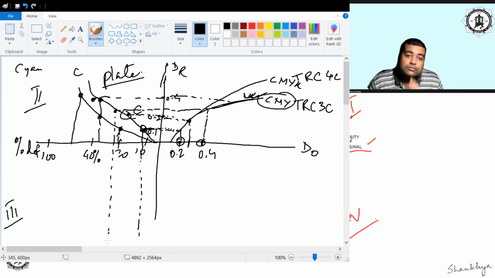Now in the fourth quadrant we already have the transfer curve. What is the transfer curve? The transfer curve is the ideal curve.